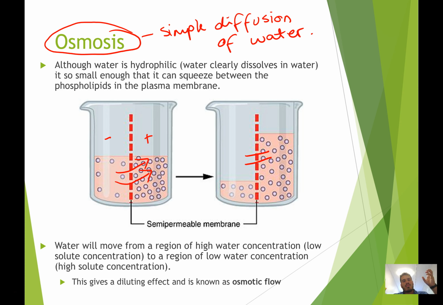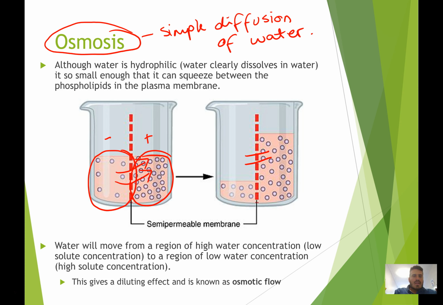Water is always going to move from a region of high water concentration, so a low solute concentration. For example, on this side here, we've got a high concentration of water but a low concentration of solute, to a region of low water concentration. So for example, here, or a high solute concentration, okay? And this is known as osmotic flow, okay?